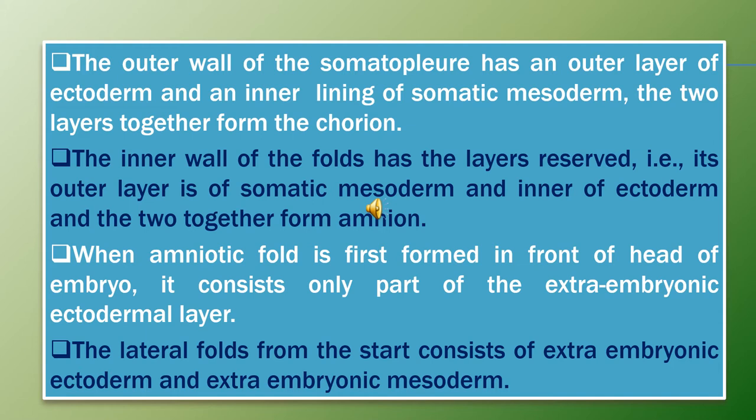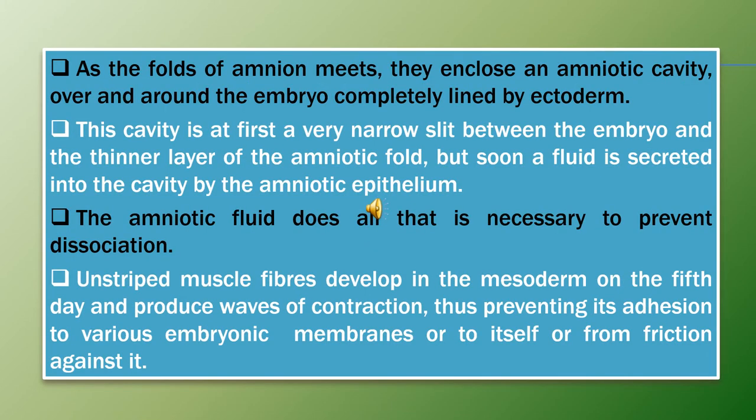When the amniotic fold is first formed in front of the head of the embryo, it consists only of the extra-embryonic ectodermal layer. The lateral fold from the start consists of extra-embryonic ectoderm and extra-embryonic mesoderm. As the folds of the amnion meet, they enclose an amniotic cavity over and around the embryo, completely lined by ectoderm.